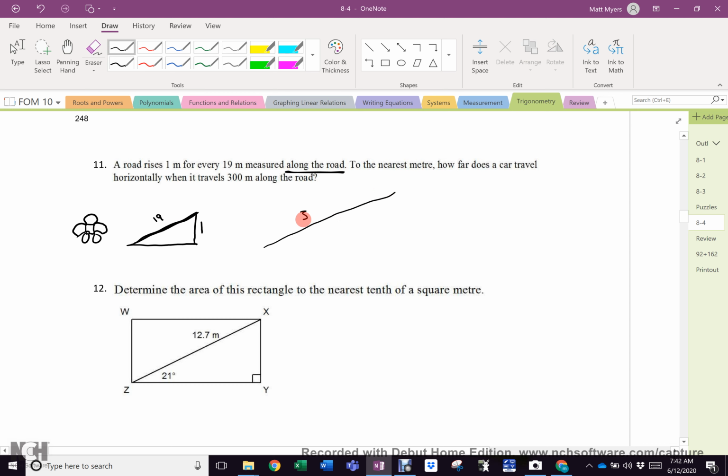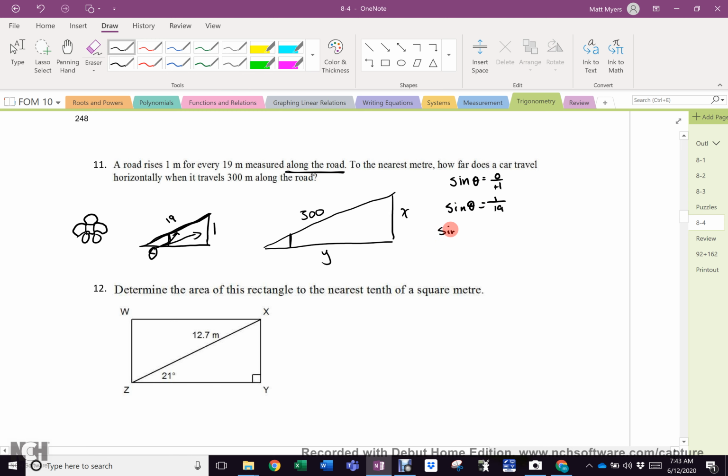So this is now 300. I don't know that. And I don't know the horizontal distance. But you do know this because this triangle would fit right there, wouldn't it? This angle is the same in both of them. So how do I find this angle right here? Well, that's theta. What do I have? I have an opposite and I have a hypotenuse. What uses O and H? Well, sine theta is O over H. So sine theta, we don't know theta, is 1 over 19.